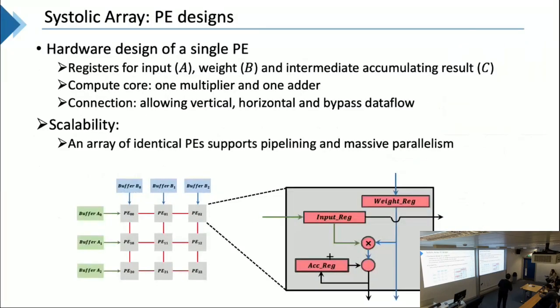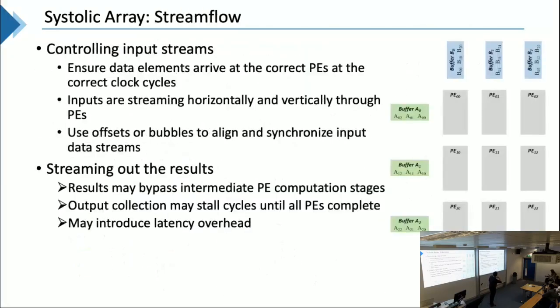Let's go back to see what is actually contained in the PE of this systolic array. If you zoom out, with this zooming into the PE design, you can see one PE usually contains one input register, which is used to cache the data from the left-hand side. We also have this weight register, which is used to cache the data from the up dimension.